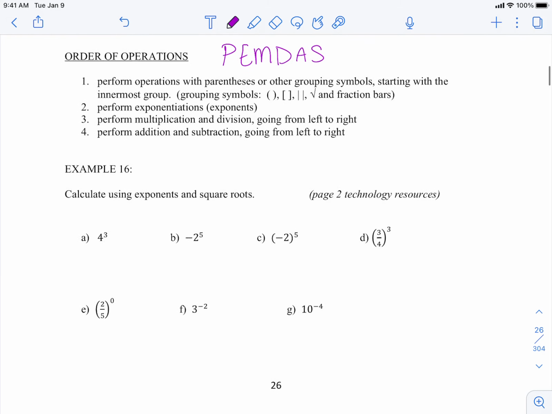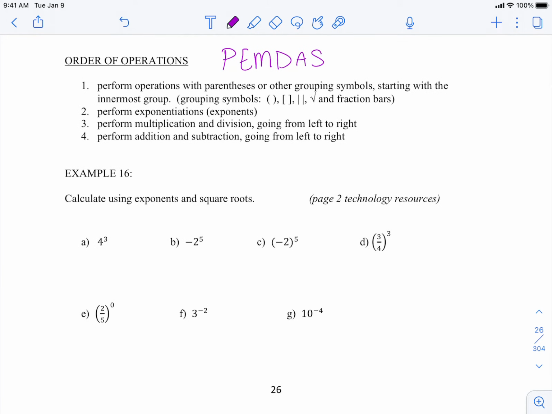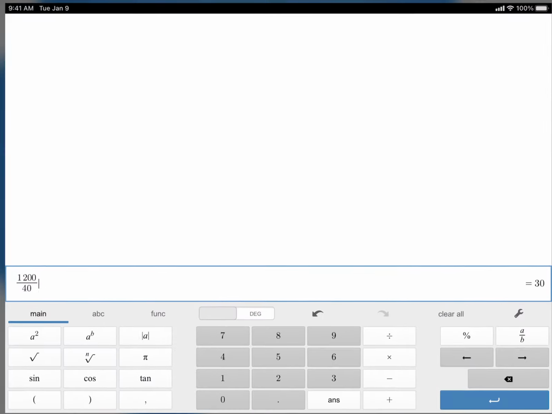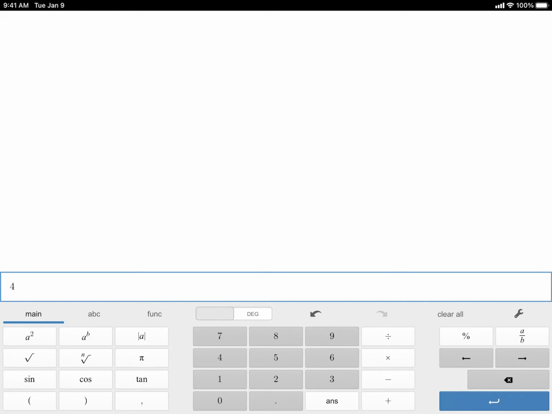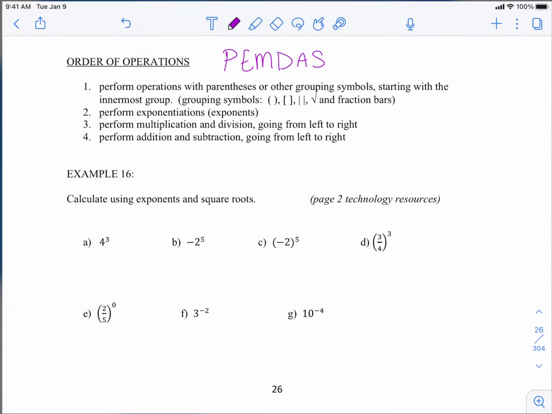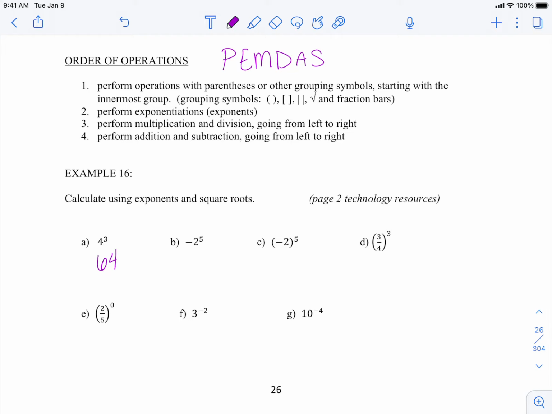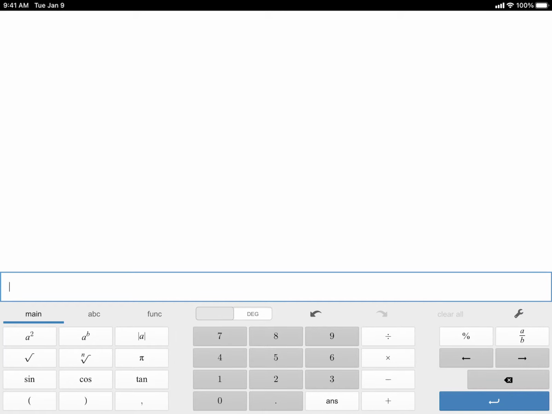So let's calculate these. We have 4 to the third power. If we want to do these in our calculator, I can do 4, then hit the A to the B power button, and then type in 3. So 4 cubed is 64. I have negative 2 to the 5th power, so I'm going to type this just as is. We can see that's negative 32.